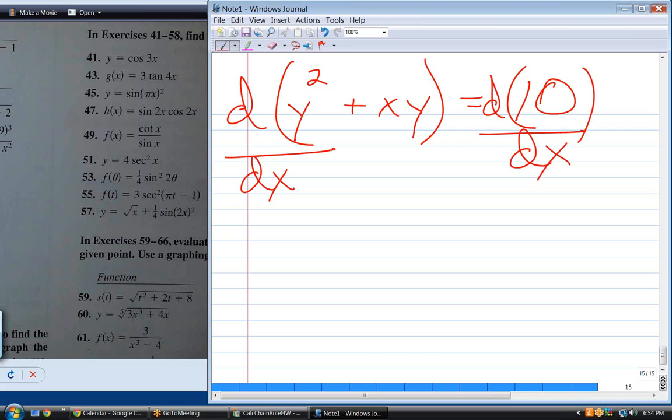Differentiation and integration is just like anything else in algebra. Whatever you can think of to do to one side of the equation, as long as you do it to the other side, you're fine. Well, how do I differentiate this expression with respect to x?